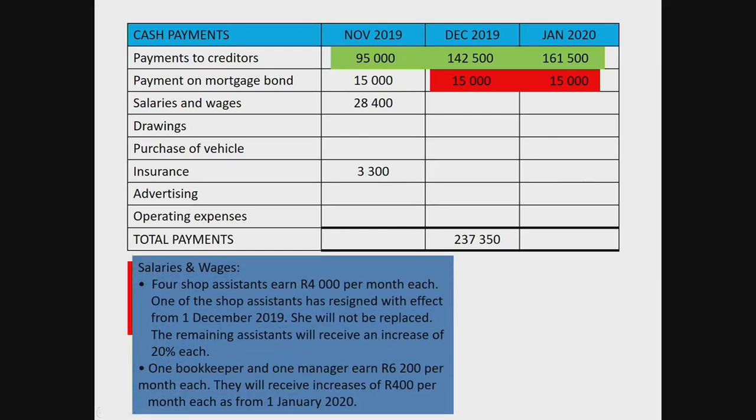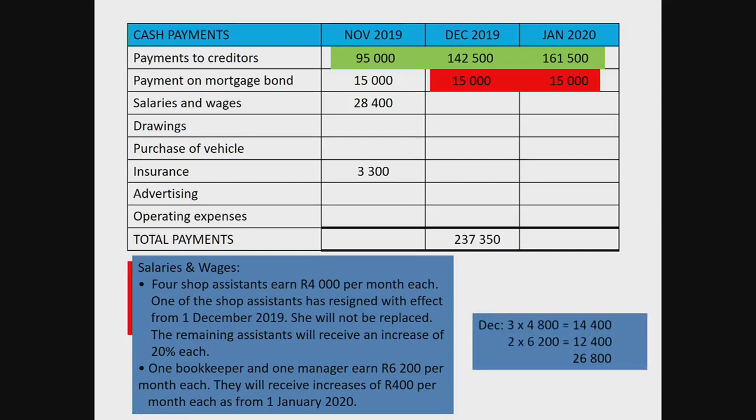Okay, then they've got information regarding salaries and wages. It says there are four shop assistants and they earn 4,000 rand per month each. So in total, it's 4 multiplied by 4,000. Then it says, one of the shop assistants has resigned with effect from December. So when you're looking at December, I won't be having 4 shop assistants. I'll only be having 3 shop assistants. Then it says that the person that has resigned will not be replaced. The remaining assistants, in other words, the other 3, they will all receive an increase of 20% each.